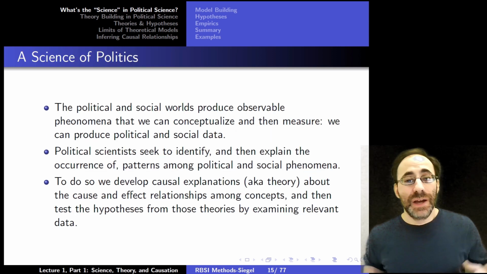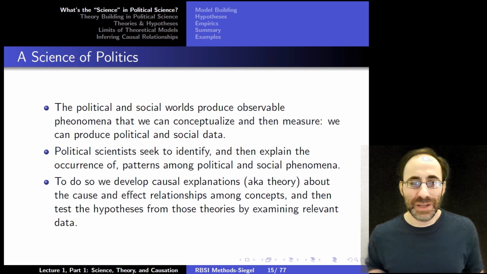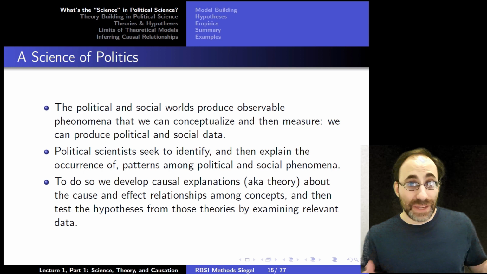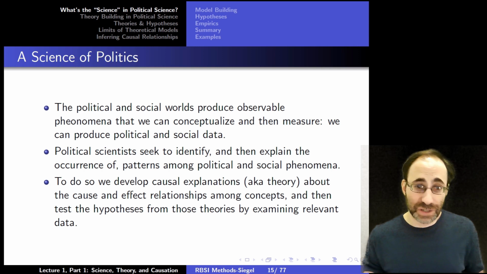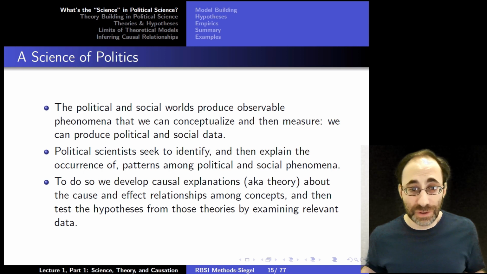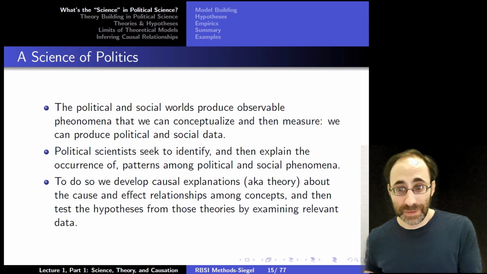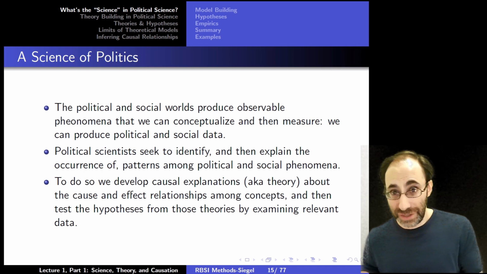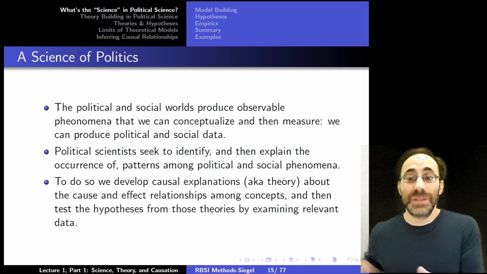A science of politics. Despite the fact that you see all over the media and social media and regular media that it's somehow impossible to have a science of politics, that's just flatly false. Like everything else in the world, the political and social worlds produce observable phenomena that we can see and measure, and then we can conceptualize them, and we can produce these data, political and social data in the world. Given those data, we can then identify patterns in the data. And then we can try, once we have these patterns, to develop causal explanations, theory, about the cause and effect relationships among concepts that lead to these patterns.